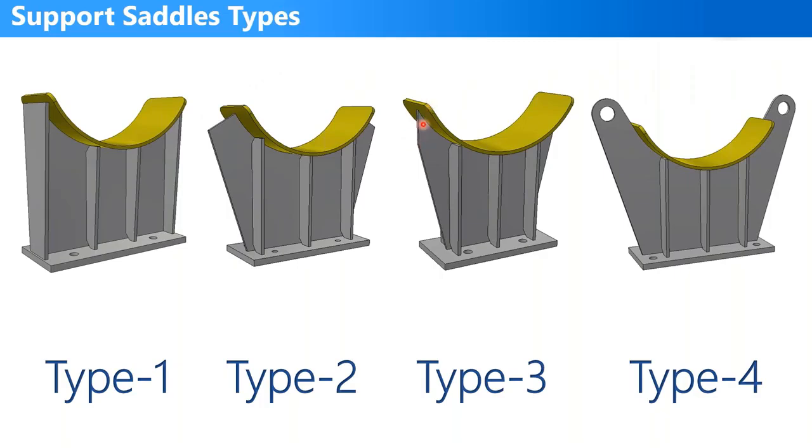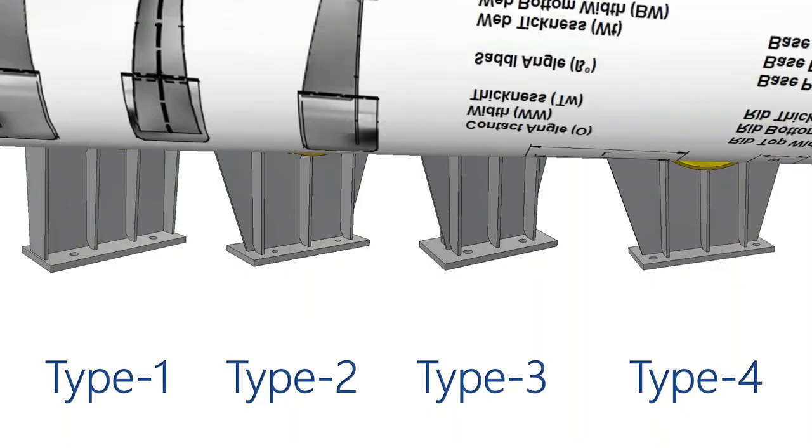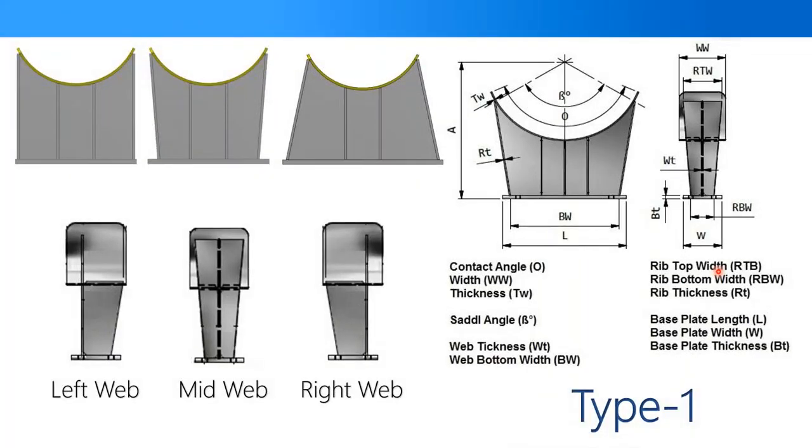On the third type here we have this type of saddle. The web has a straight edge like this, goes down to the bottom, not to the center of the vessel. The fourth type has a lifting lug, and this type, one of our customers in the USA asked us to add because they usually use it in heat exchangers. They lift their heat exchanger by using this type of saddle. Okay. And each type of those has three different cases. The first case, the web in the middle.